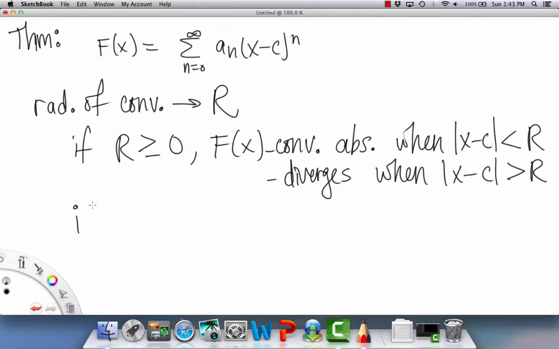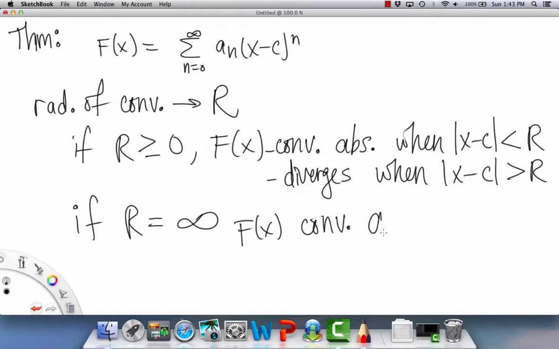Okay, and then there's another case as well when the radius of convergence turns out to be infinity. So in that case, you could think of it as the power series will converge absolutely when the absolute value of x minus c is less than infinity. And that's pretty much always true. So the conclusion here is basically that f of x converges absolutely for all x. Okay, so that's a pretty useful one.